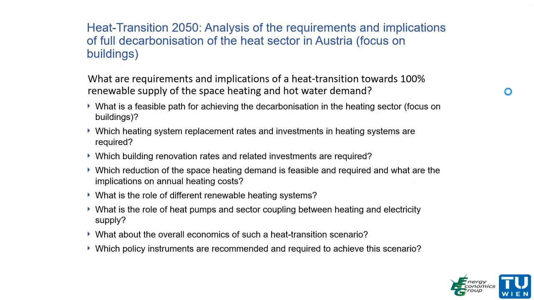The overarching question was, what are the requirements and implications of a heat transition towards 100% renewable supply of the space heating and hot water demand in Austria? And of course, there is a whole bunch of related questions. For example, what is the feasible path for achieving the decarbonization? Which heating system replacement rates and investments are required, which building renovation rates and related investments are required, and which reduction of space heating demand is feasible and required? What are the implications on costs, what is the role of different renewable heating systems, of heat pumps, sector coupling, district heating, and what about the overall economics?